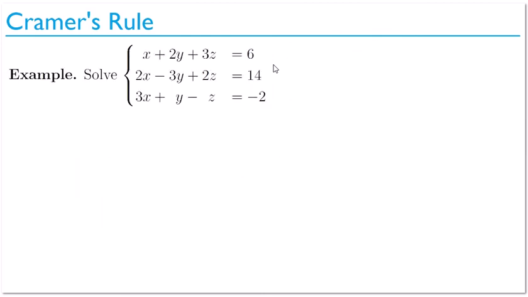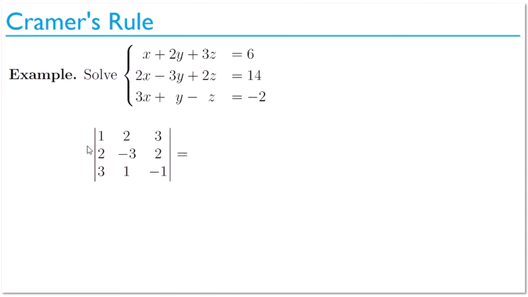Let's try the example. We solve this system of 3 equations. The first thing that we need to do is to check if the coefficient matrix has a determinant that is not equal to 0. This is our coefficient matrix: 1, 2, 3, 2, negative 3, 2, and 3, positive 1, negative 1. This is a 3 by 3 matrix.